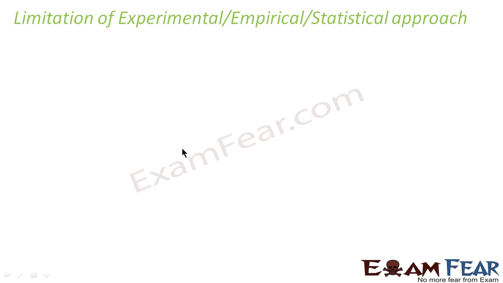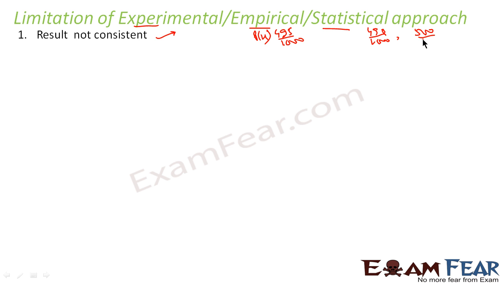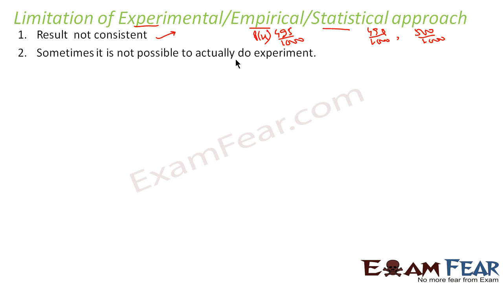Now let's understand some limitations of the experimental or empirical or statistical approach. All are the same actually. You call it experimental, empirical or statistical, all are the same. The first thing is the result is not consistent. As I explained, sometimes for the probability of head you get 495 by 1000, sometimes you may get 490 by 1000, sometimes you get 500 by 1000 also. The result is not consistent. Second, sometimes it is not possible to actually do the experiment. For example, I told you about the plane crash: you want to find the probability that it crashed in the pond. You can't actually perform the experiment because it's very costly.